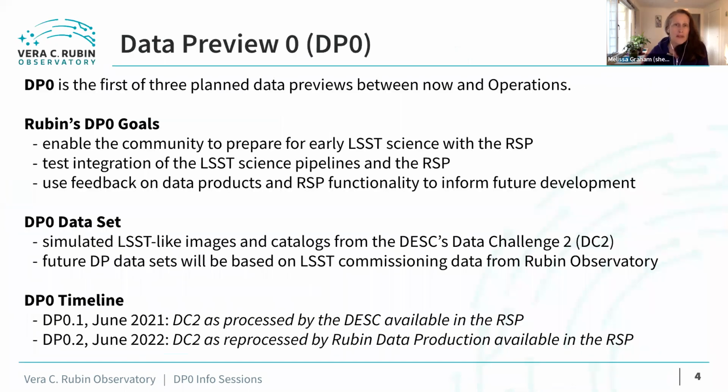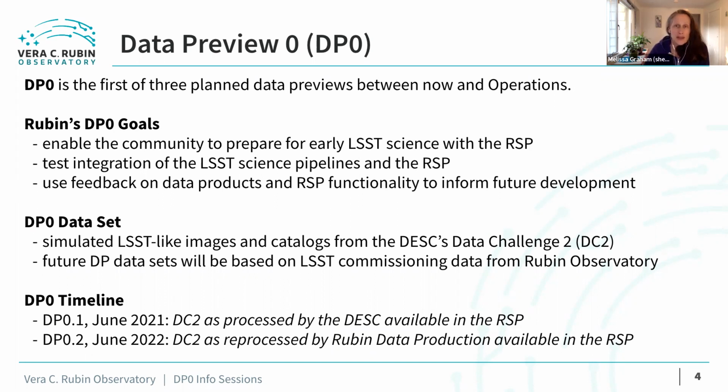The purpose of the Rubin data previews is to help scientists and students learn to use the Rubin Science Platform and prepare for the novel LSST dataset. Data Preview 0 is the first of 3 planned data previews and is based on simulated data, whereas Data Previews 1 and 2 will use real data from LSST commissioning.